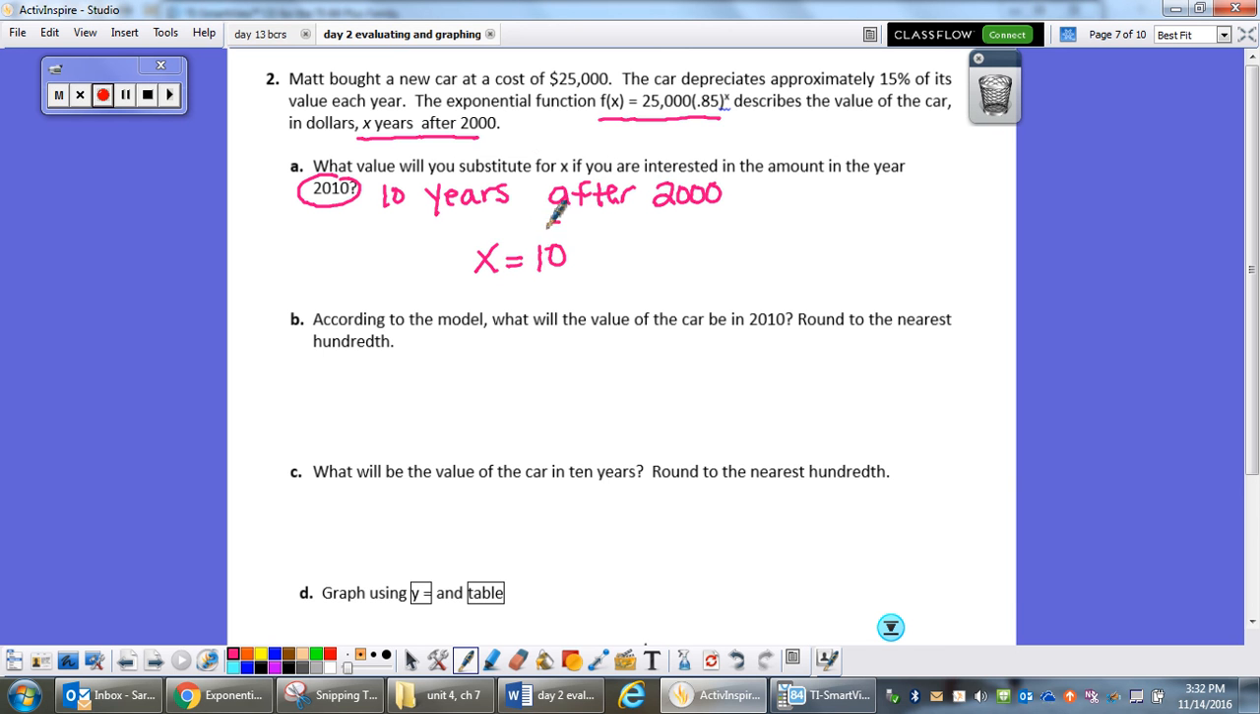So here's your model. Your model is f of x equals $25,000, which is how much the car initially starts at, times 0.85 to the x. So now if I want to find f of 10, all I do is substitute 10 in for x. So you'll see how I'm going to color code this if you want to color code.